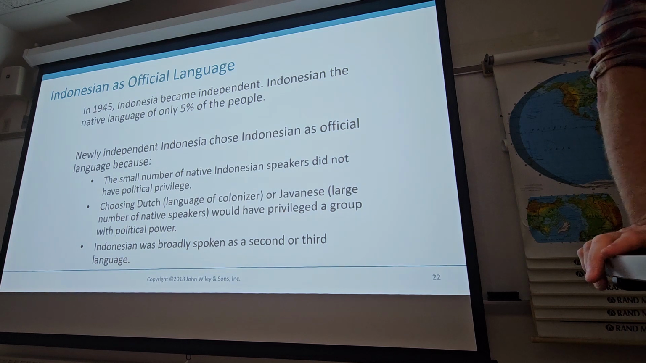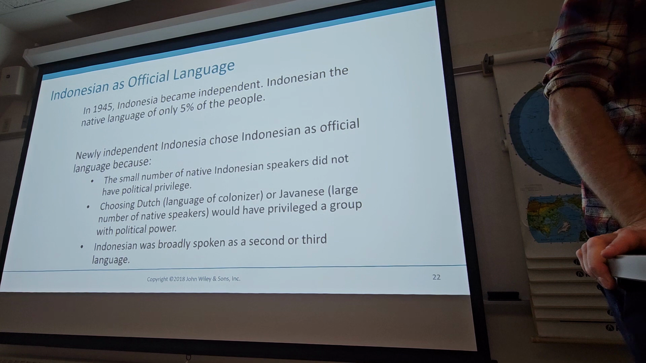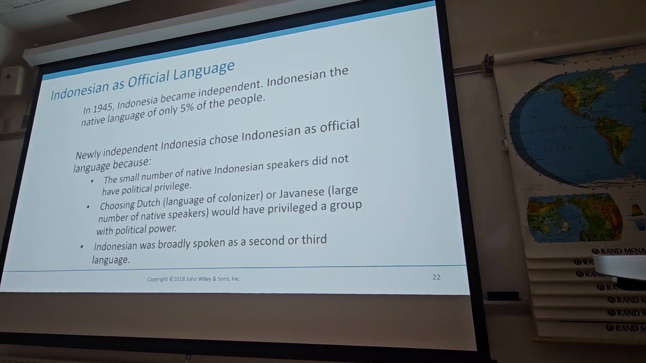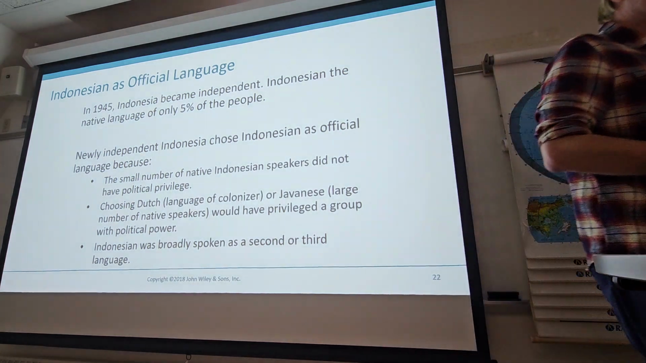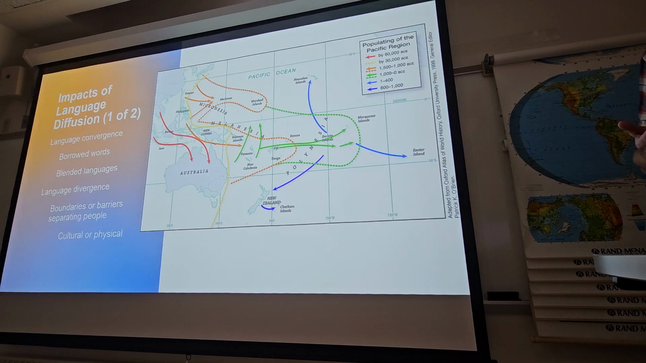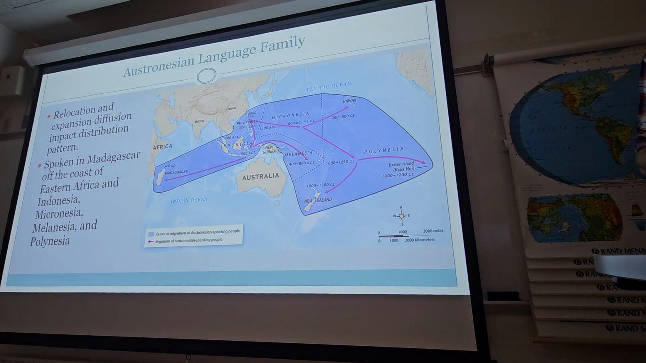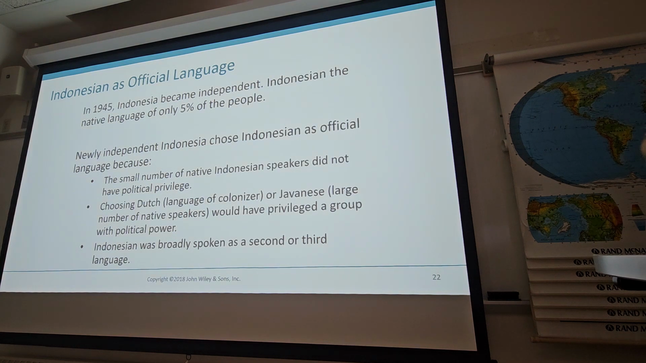When countries choose their official language, this might be more controversial than one would think, right? So, for example, Indonesia, when they became independent, Indonesia itself is a series of many different islands. Do I got Indonesia on the map? Not the best maps.